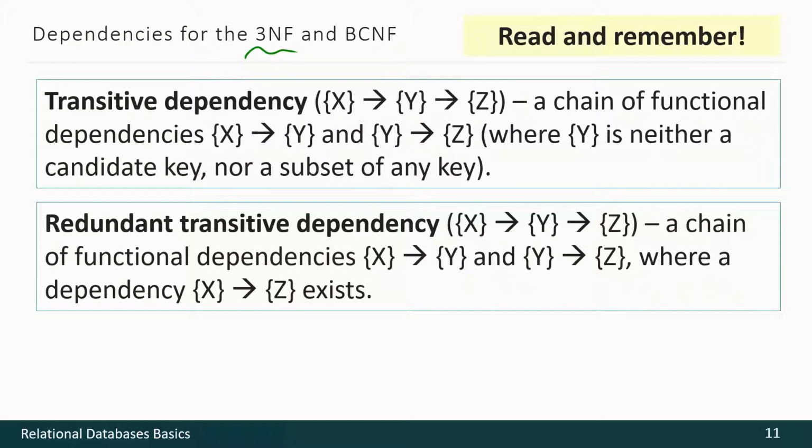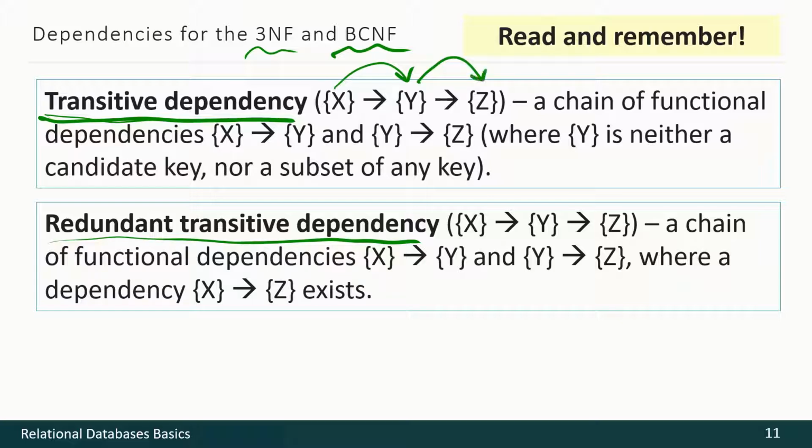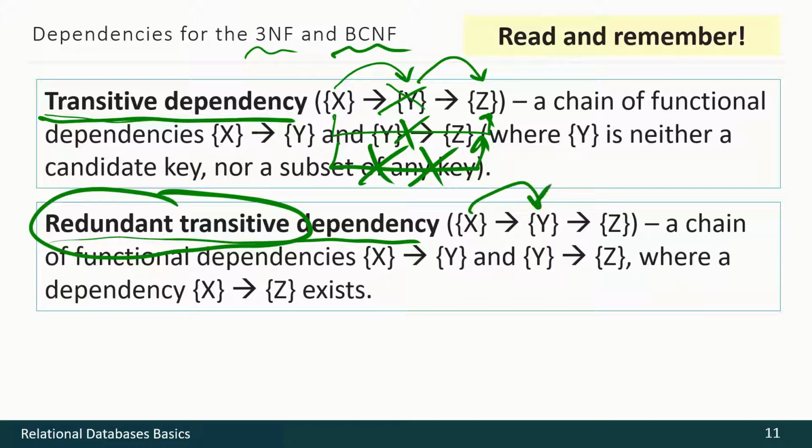The third normal form and Boyce-Codd normal form are related with transitive or redundant transitive dependencies. The idea here is the next. With transitive dependency, we have a chain of dependencies, and we cannot skip anything in that chain, because once we skip something, there is no way to jump from the beginning up to the end. Absolutely no way. But with redundant transitive dependency, we also have that chain, and we may easily skip something because there is a way to jump from the beginning to the end at once.